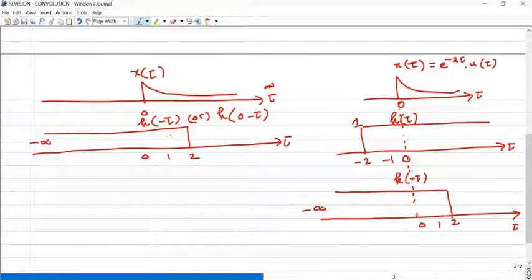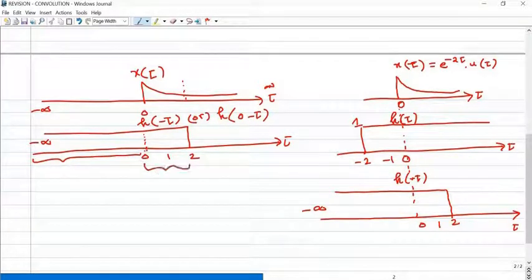At t equal to 0, what is the diagram? So x of tau, h of tau. Now, if you multiply these two signals, look at this. From minus infinity to 0, nothing is there, so 0 multiplied with any value gives 0. But from 0 to 2, some signal is there. So now if you multiply x of tau and h of t minus tau at t equal to 0, we will get some value for y of t. Okay. Next, all of these are rough work.